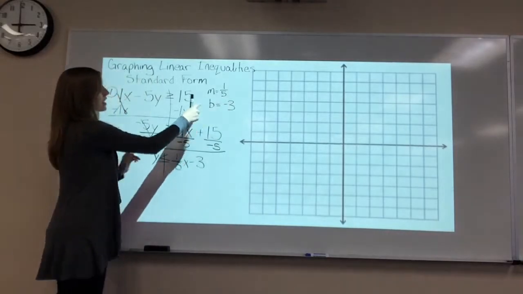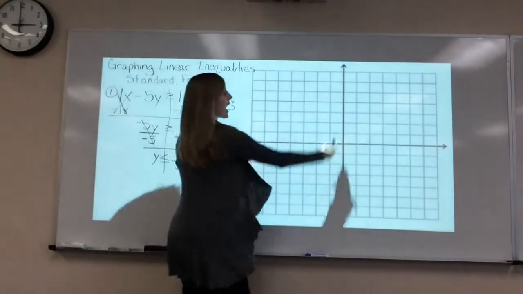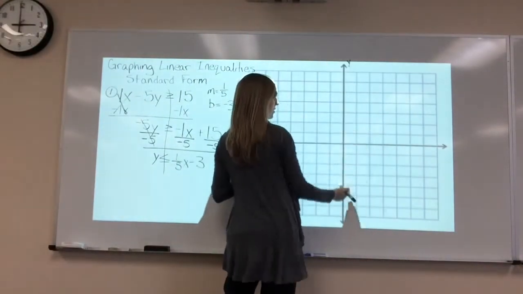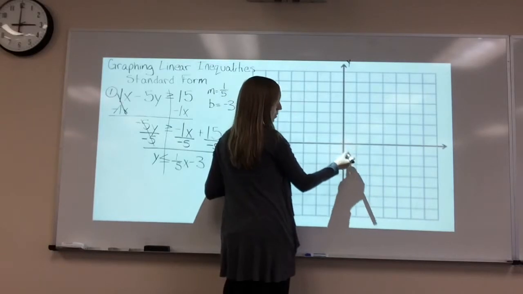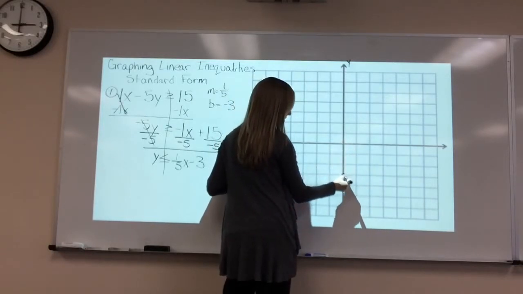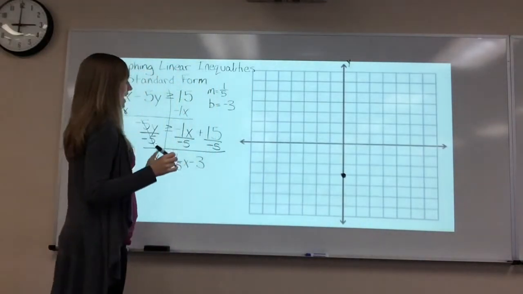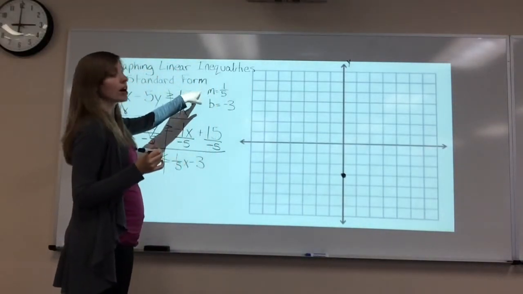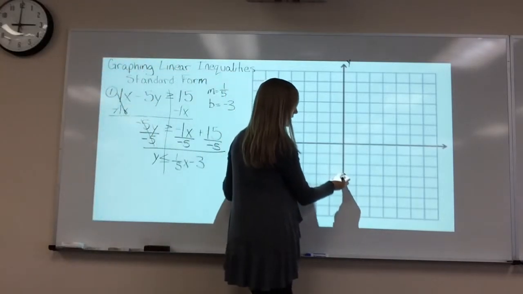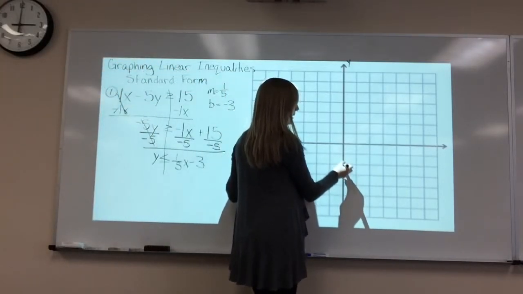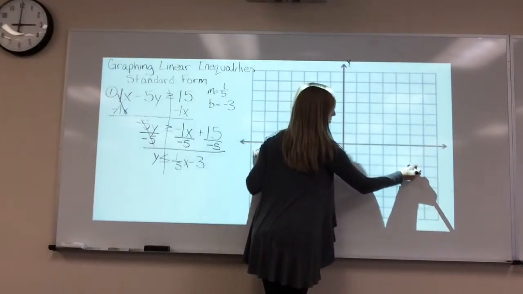Remember, when you're graphing, graph the y-intercept first, negative 3. So the y-axis is always your vertical axis. So negative 3 means we go down 1, 2, 3 places. Put a point. After that, we can go ahead and do our slope. Our slope is positive 1/5, so that means my rise is positive 1, so I go up 1. My run is positive 5, so I go to the right 5 places. Put my first point.